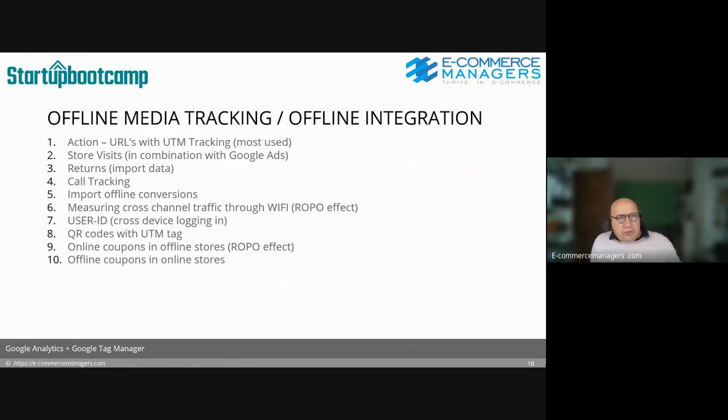The most used version of it is an action URL with a UTM tracking. So how does it work? You have a website, say website.com, and you're running an ad, like the earlier example, in the New York Times. Then of course you're not going to show people a long URL. You're also running an audio campaign, but it's for the sake of the example. You want to show a short URL.